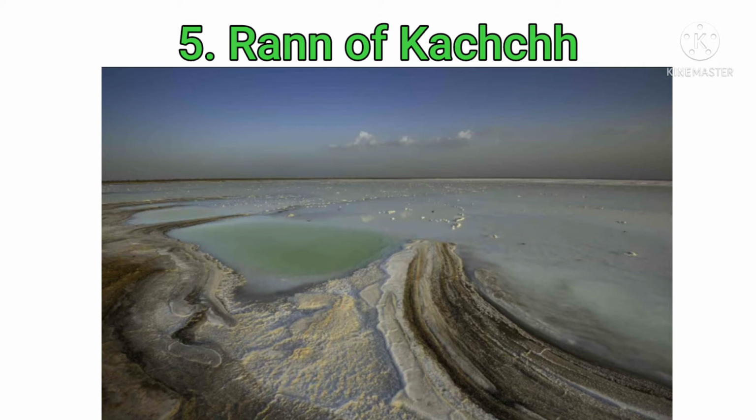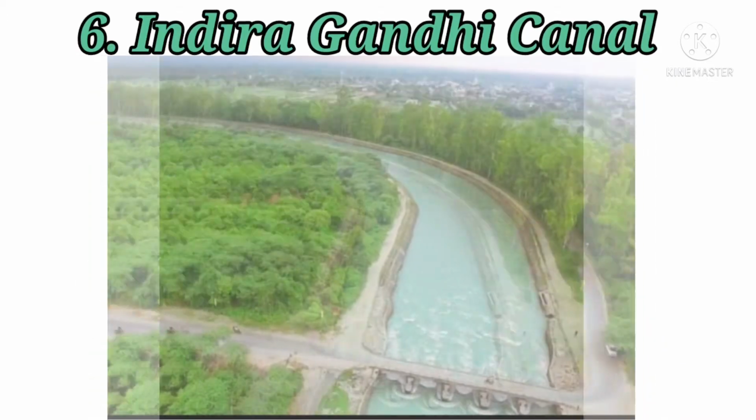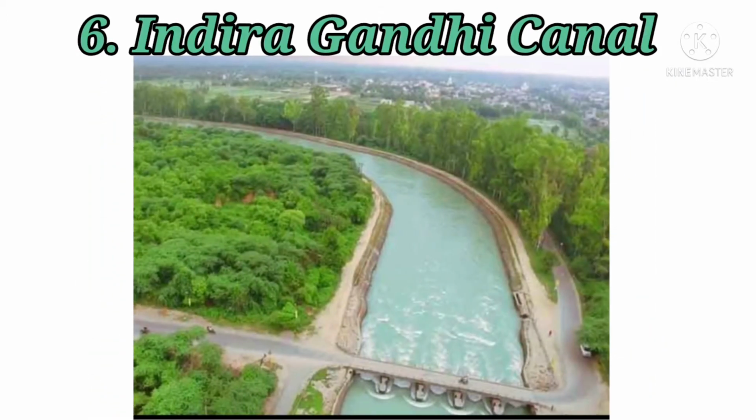The fifth word, Rann of Kutch. R-A-N-N, Rann, O-F, of, K-A-C-H-C-H-H, Rann of Kutch. Sixth one, Indira Gandhi Canal. I-N-D-I-R-A, Indira, G-A-N-D-H-I, Gandhi, C-A-N-A-L, Canal, Indira Gandhi Canal.